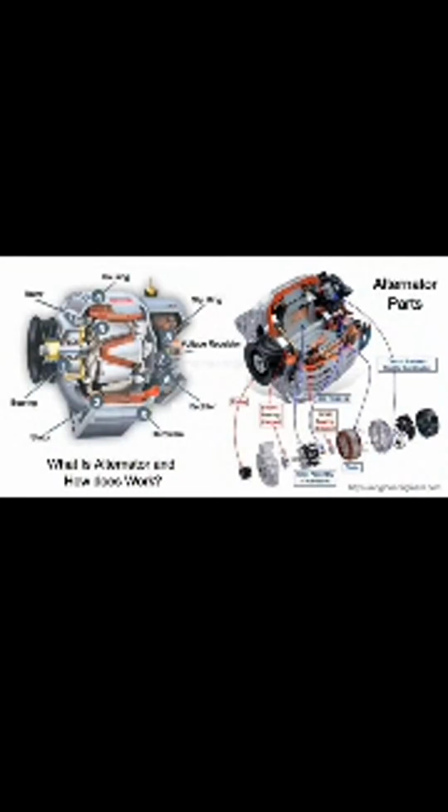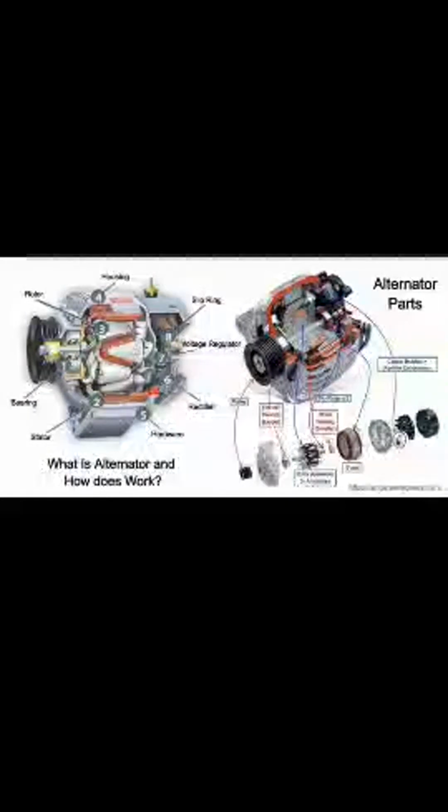Which of the following is an anti-friction bearing? Option A, journal bearing. Option B, pedestal bearing. Option C, collar bearing. Option D, needle bearing. Your correct answer will be option D, needle bearing.